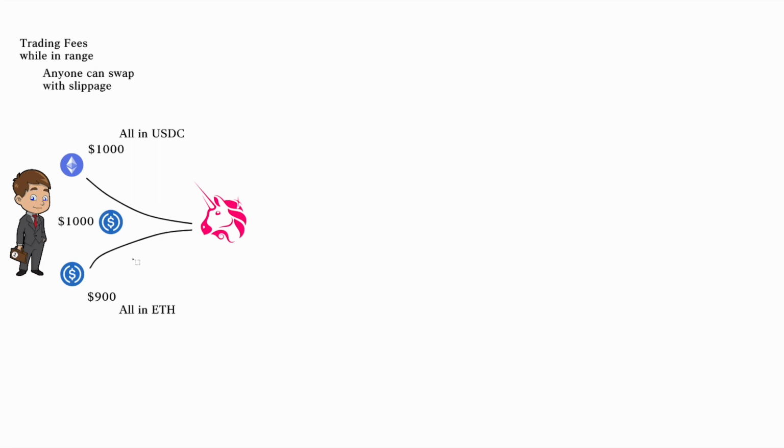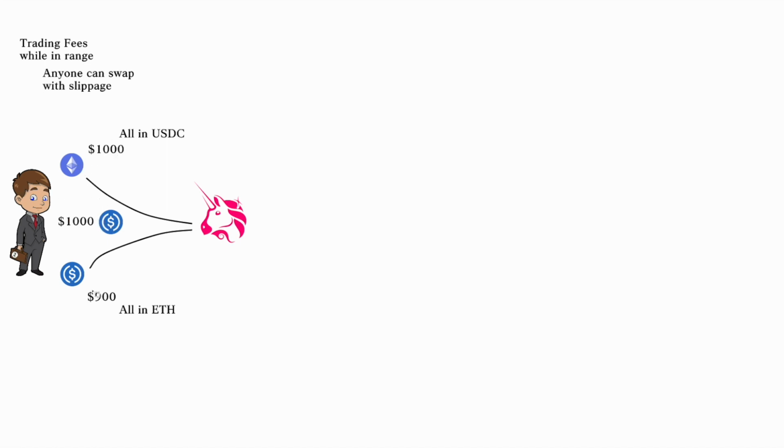If the price of ETH goes down and goes below his lowest point, then he will be all in ETH. That's why they call it impermanent loss maxed out, right? So if the price goes down, like let's say right now he puts 1,000 USDC in here, and the price is $1,000.